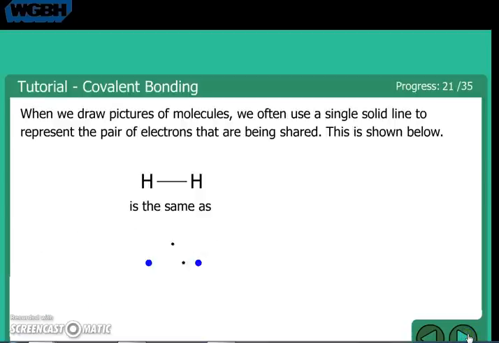When we draw pictures of molecules, we often use a single solid line to represent the pair of electrons that are being shared. This is shown below. Okay, you can answer question number 12.